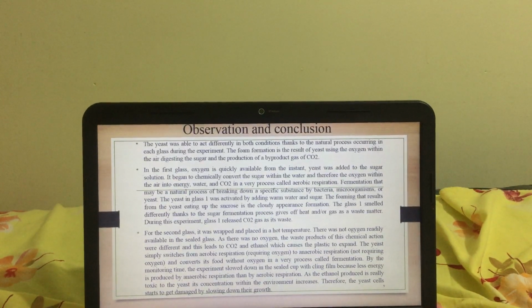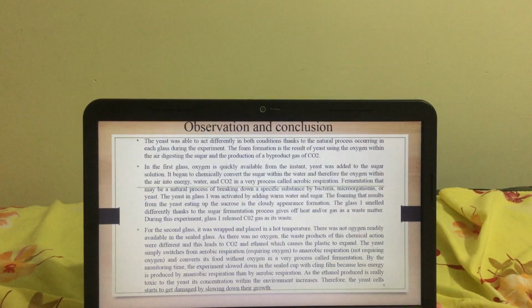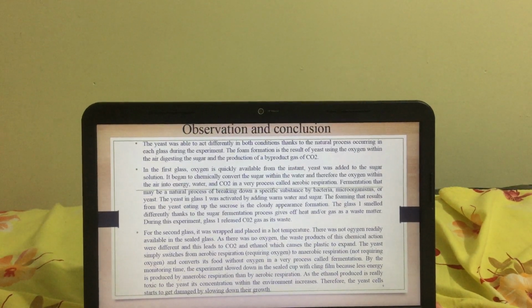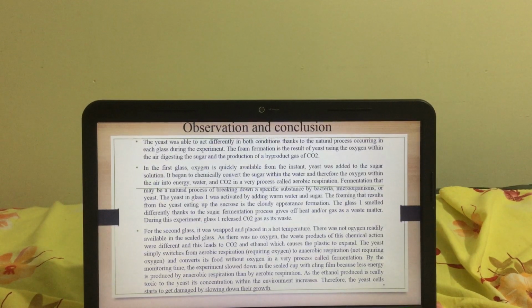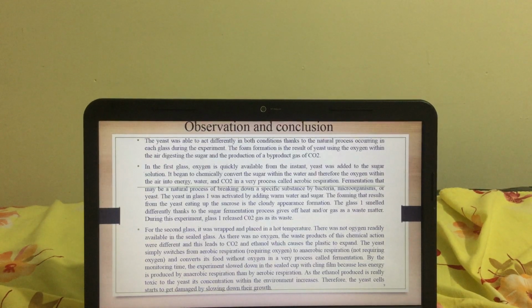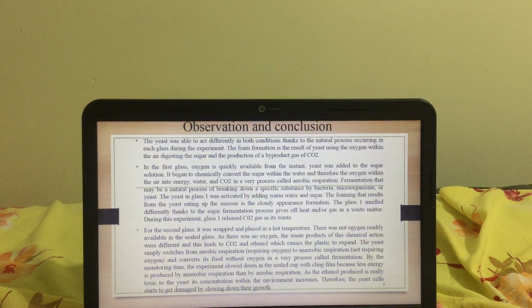For the observation and conclusion, I would say the yeast acted differently in both conditions, because each glass was placed in a different environment. The foam formation is the result of yeast using the oxygen within the air, digesting the sugar, and producing a byproduct gas, which was carbon dioxide. In the first glass, oxygen was quickly available as it was open, and it was added to the sugar solution. So it began to chemically convert the sugar within the water and oxygen within the air into energy.